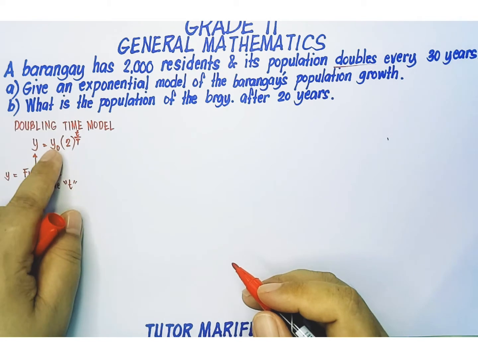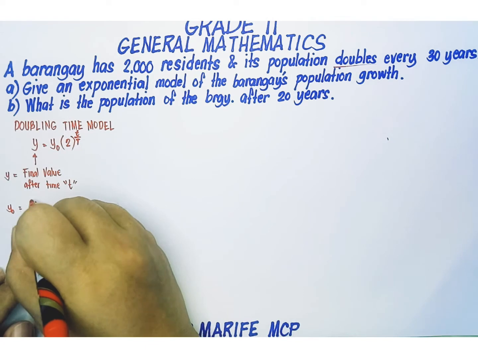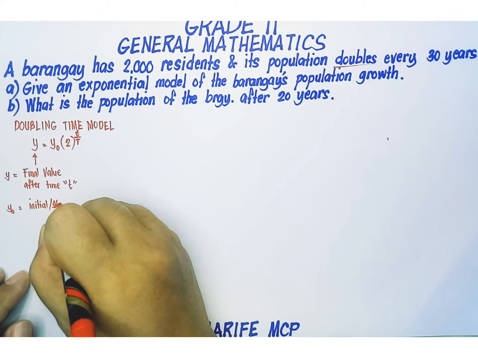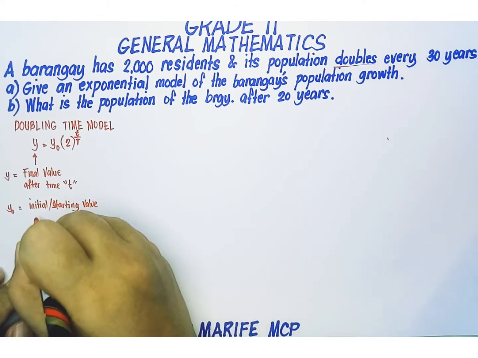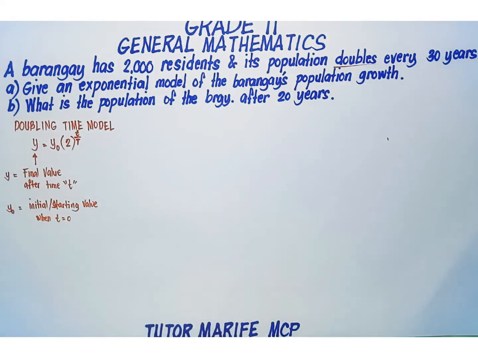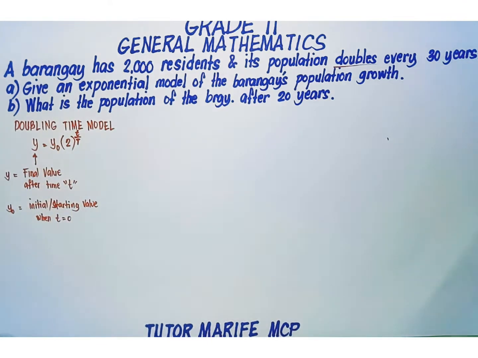Ano naman itong may subscript na 0? Y sub 0 is the initial value or the starting value. That's when time is equal to 0. Pag sinabing time is equal to 0, that only means na hindi pa nag-start yung measuring of growth. Magsisimula pa lang. So that's why the subscript is 0. It's the starting or initial quantity or value.